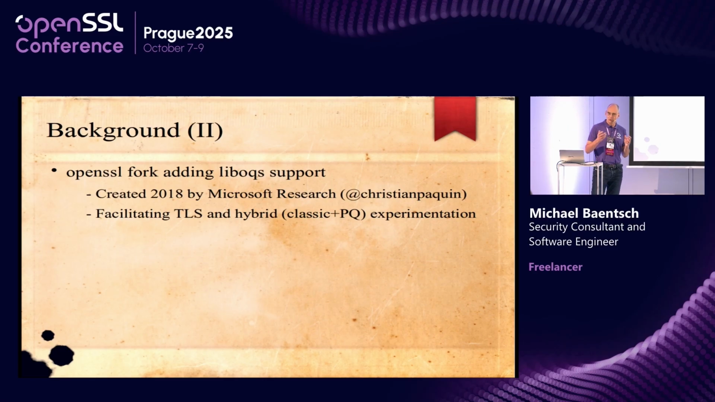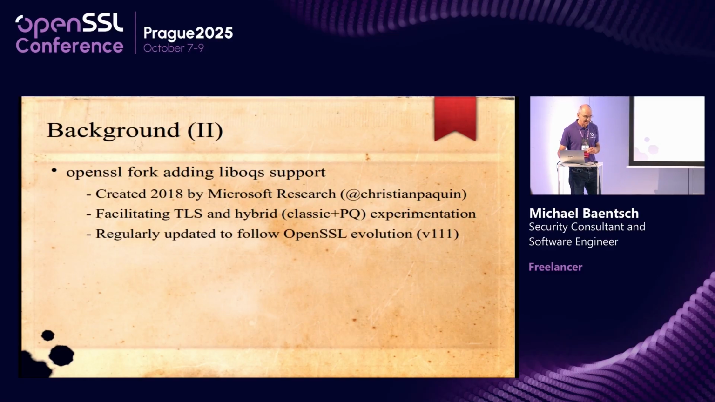This work started before I joined the project with a fork that Microsoft Research created, Christian Paquin in particular. He basically plugged in the then current set of PQ algorithms into a fork of OpenSSL. And he also added features for not just supporting TLS operations, but also hybrid operations, which basically is a blend of PQ and classic cryptography.